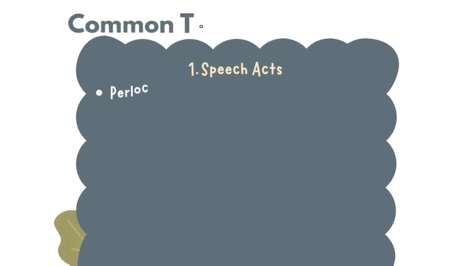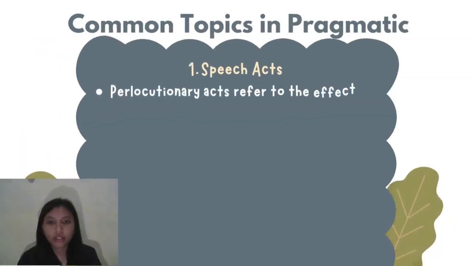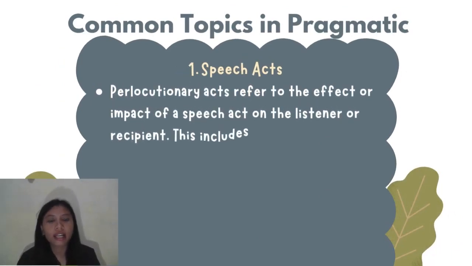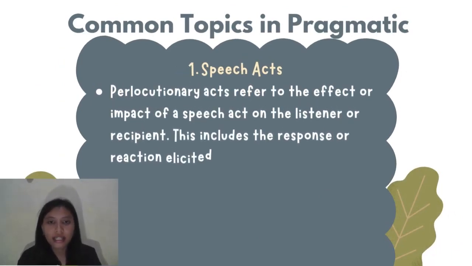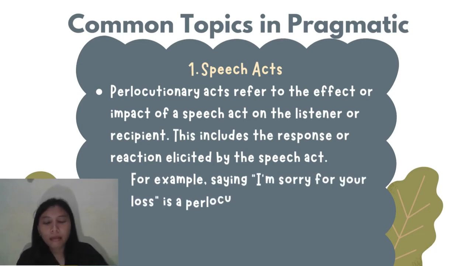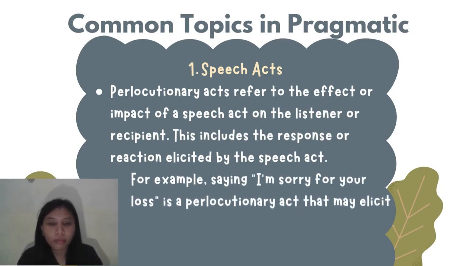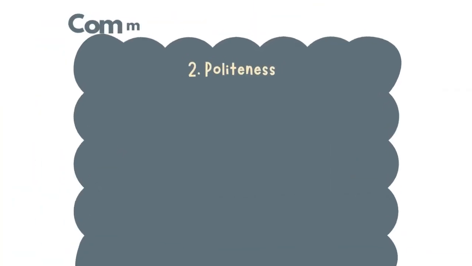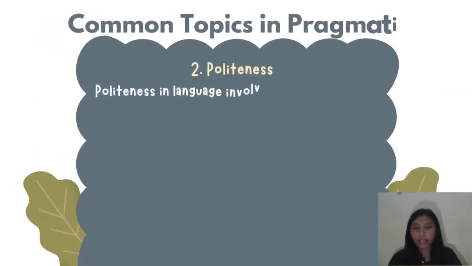The last act is perlocutionary act. Perlocutionary act refers to the effect or impact of a speech act on a listener or recipient. This includes the response or reaction elicited by the speech act. For example, saying, "I'm sorry for your loss," is a perlocutionary act that may elicit a sense of comfort or sympathy from the listener.